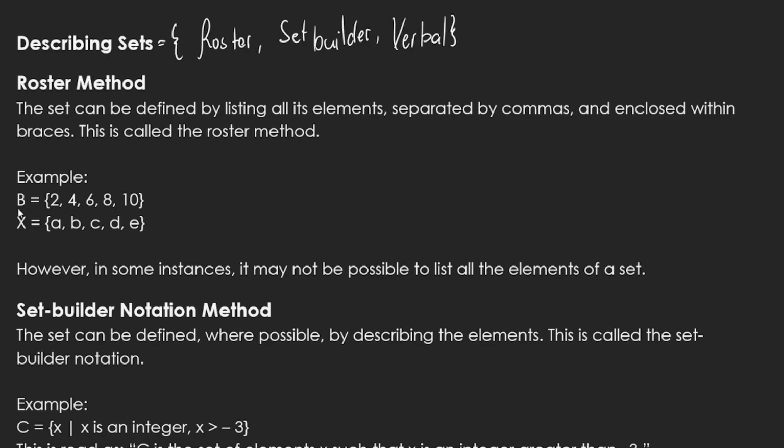So we have an example here, set B, which is 2, 4, 6, 8, 10. And we have set X here with A, B, C, D, and E. I'm going to add this with Z. And if it's an infinite set, you can add some ellipses, meaning it's a continuation. So let's say it's going to be negative 1, 0, 1. Then I'm going to continue also on the other side. Ellipses, you can put that in roster method.